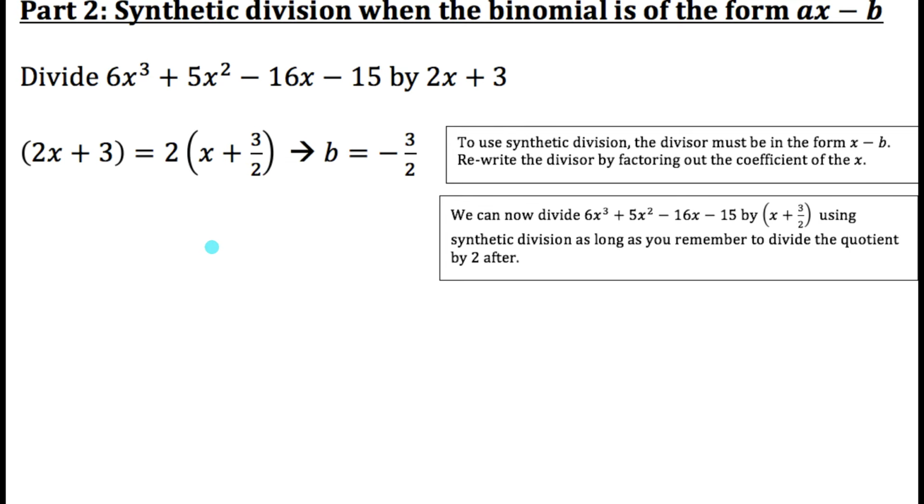But then after you do that division, you also have to divide it by the 2, because we want to divide it by this whole thing. We'll just have to do it in 2 steps. By this first, and then by the 2 that was common factored out. Let me show you how that works.